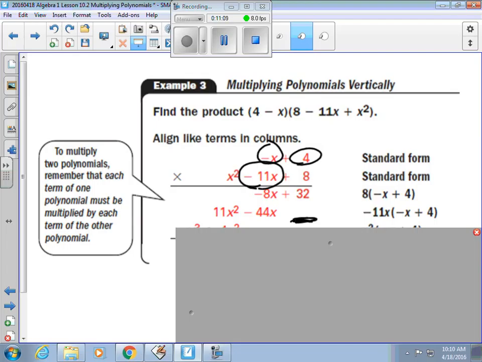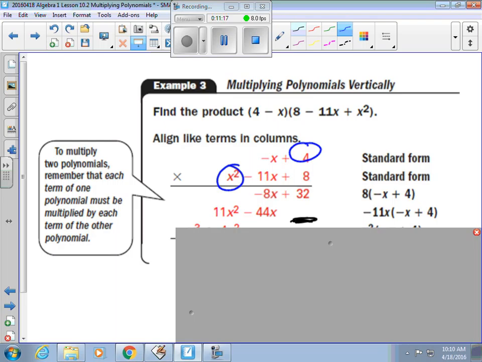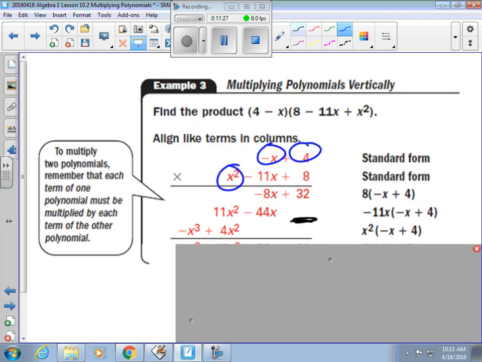Then we're going to skip 2 spaces for the next one, and we're going to multiply x squared times all of them. X squared times 4 and times negative x. X squared times 4 is positive 4x squared. X squared times negative x is negative x to the 3rd power. So notice we skipped 2 spaces in that instance.